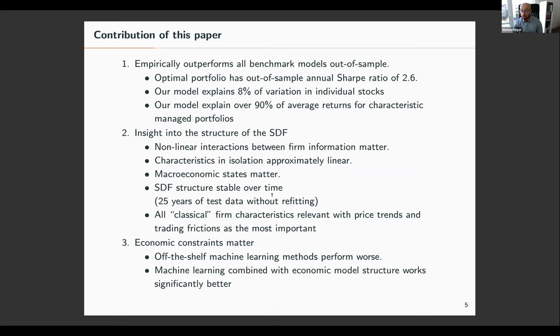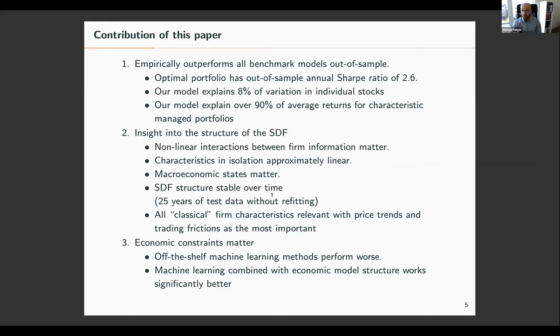We can explain 8% of the variation in individual stock returns. And if we look at conventional test assets, and these are portfolio sorts, we get cross-sectional R squares higher than 90% for all possible test assets that we look at. So it seems to work really, really well, but we can also learn something about the structure of the SDF.